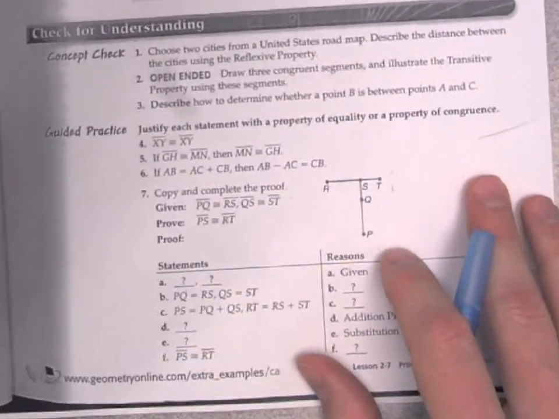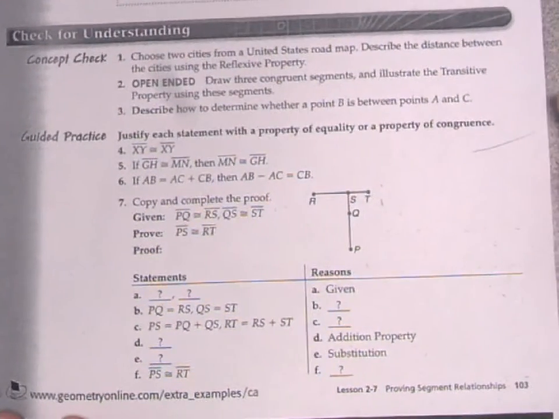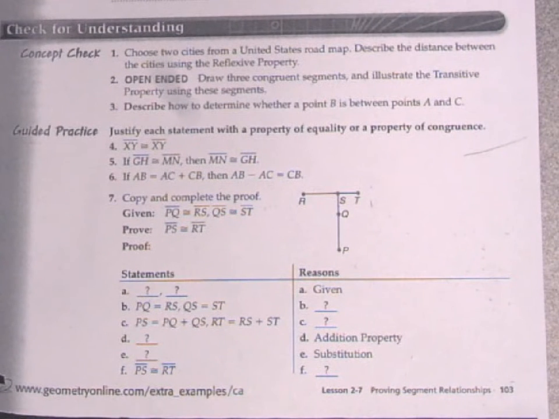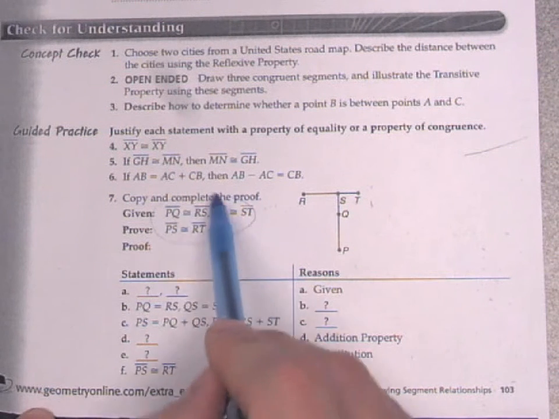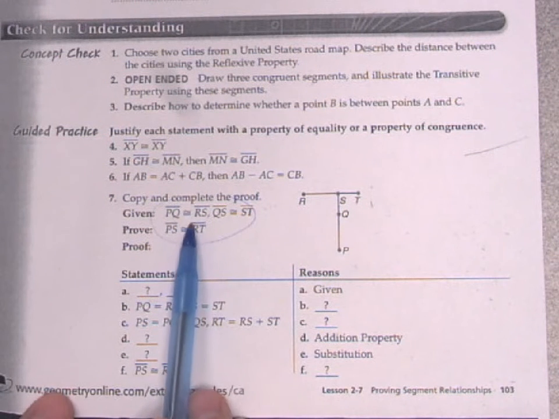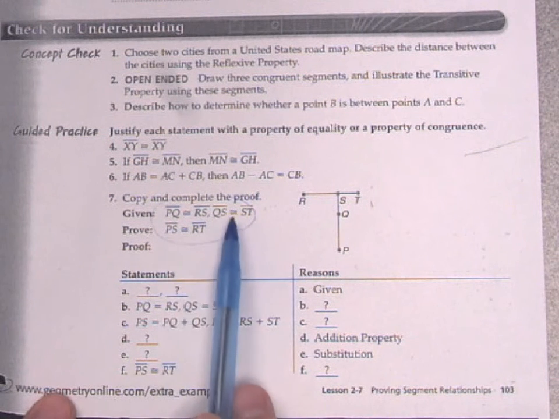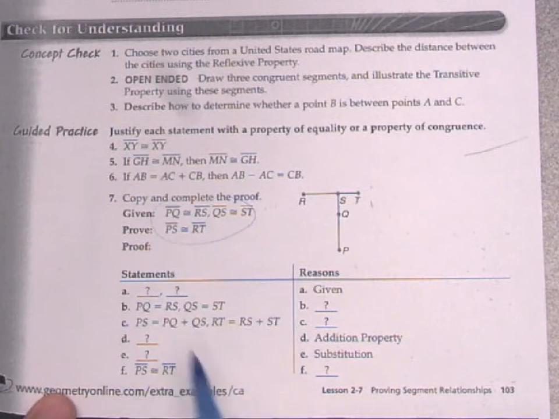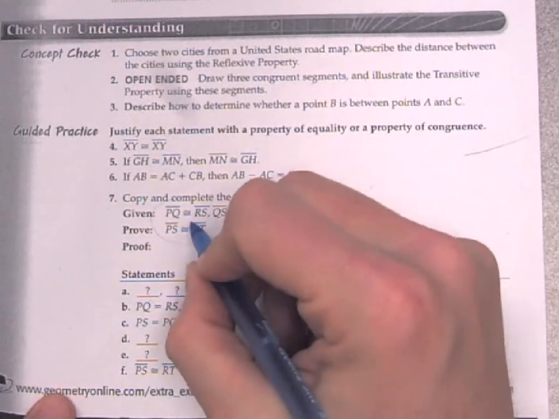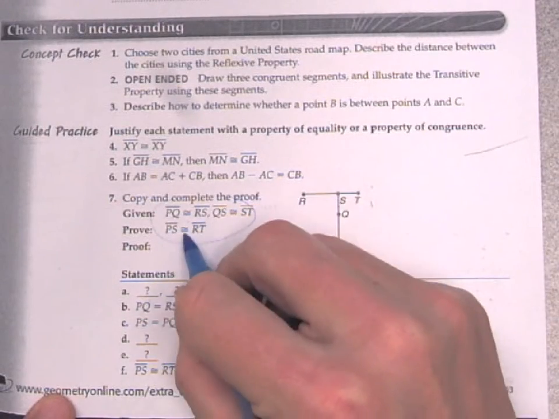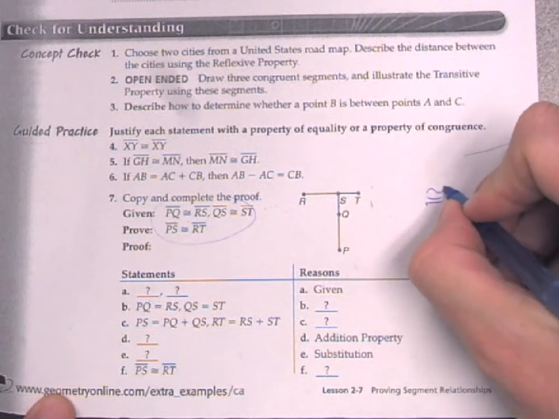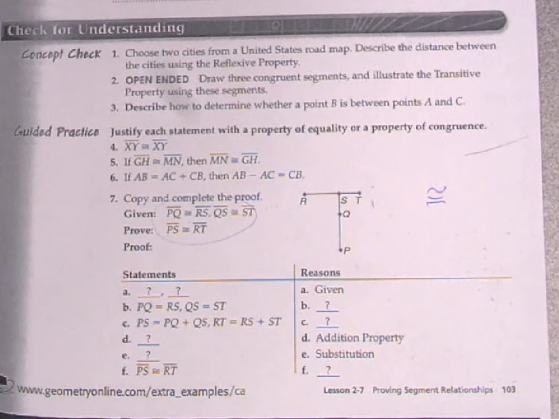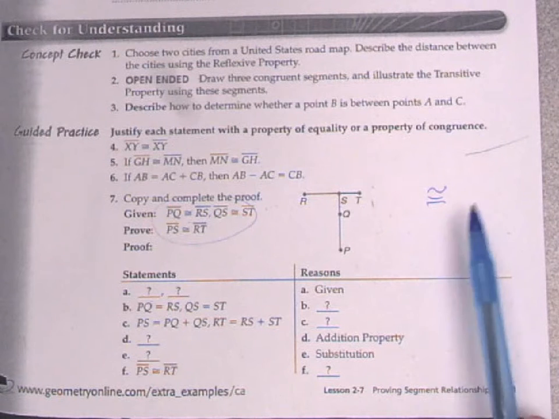This is on page 103 of your textbook, and it's a fill-in-the-blank proof. So some of this is already written out for us. The difference between this proof and the last proof is what we're given. Notice that these are congruent statements, not equality statements. It's kind of hard to see, but this is a congruence, congruence, and congruence. Now we can't do addition or substitution with this symbol.